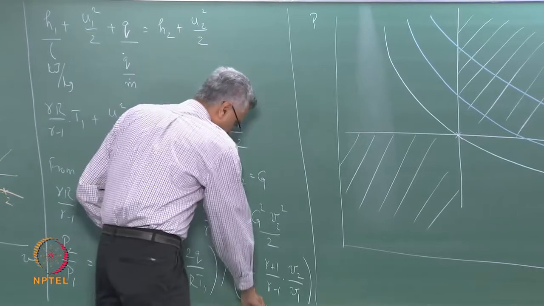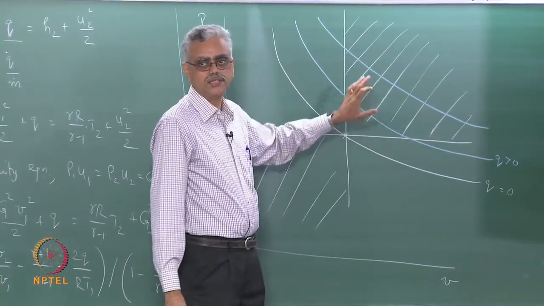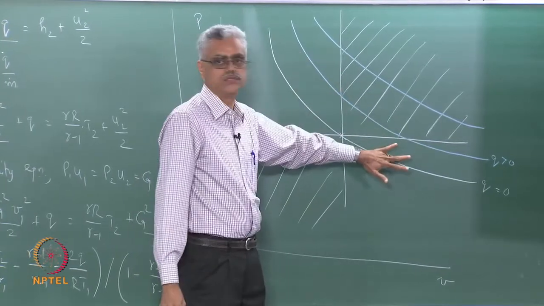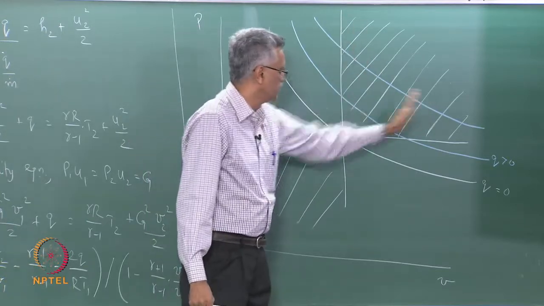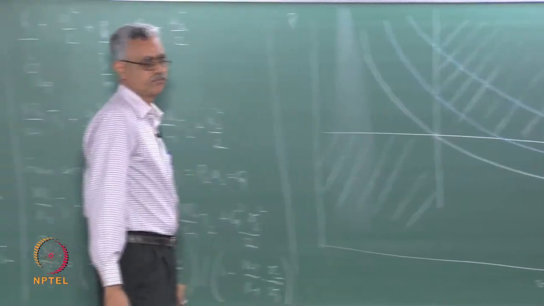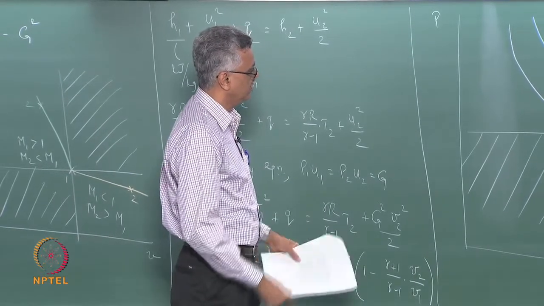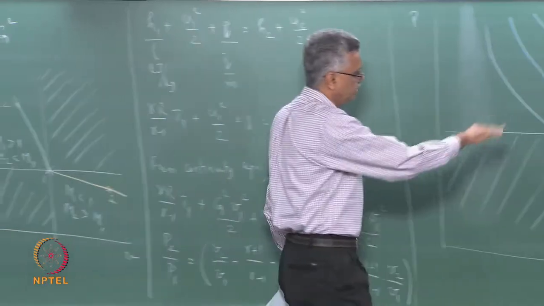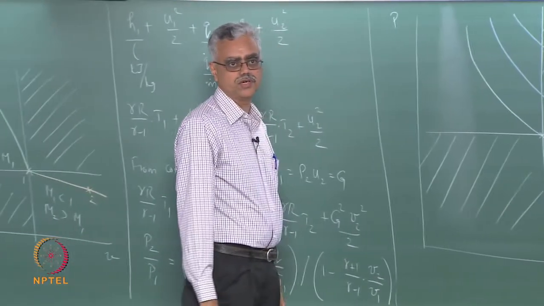But note that any state in this quadrant is not allowed. The downstream state can lie on this H curve, but in this or this coordinate, not in this coordinate. I am sorry, not in this quadrant. So, this is what the H curve looks like for the case with Q not being equal to 0. Notice that we are talking only about heat addition here, that is the most important application. So, we are focusing our attention on that.